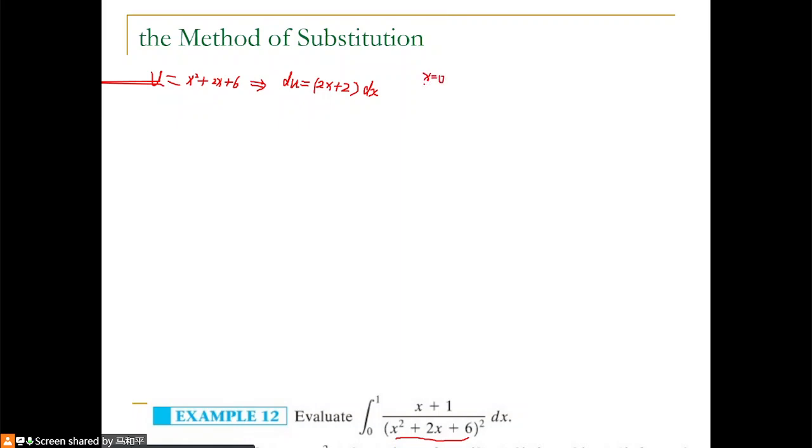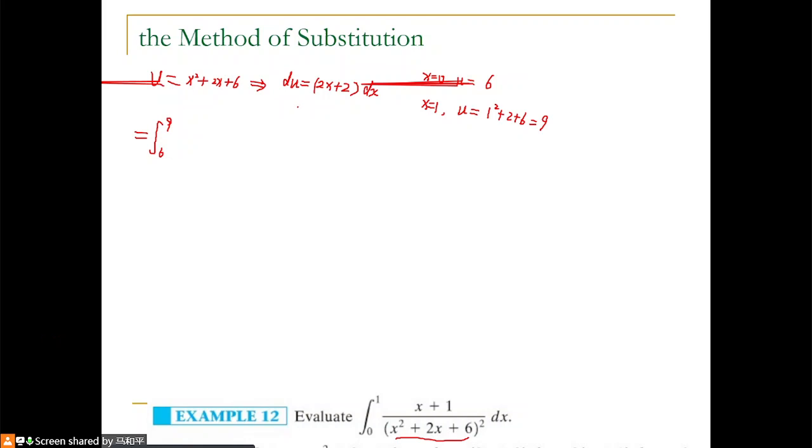Because u is x squared plus 2x plus 6, when x is 0, u is 6. And when x is 1, u is equal to 1 squared plus 2 plus 6, so it's equal to 9. And then we write this integral with the lower and upper limits at the same time, from 6 to 9.